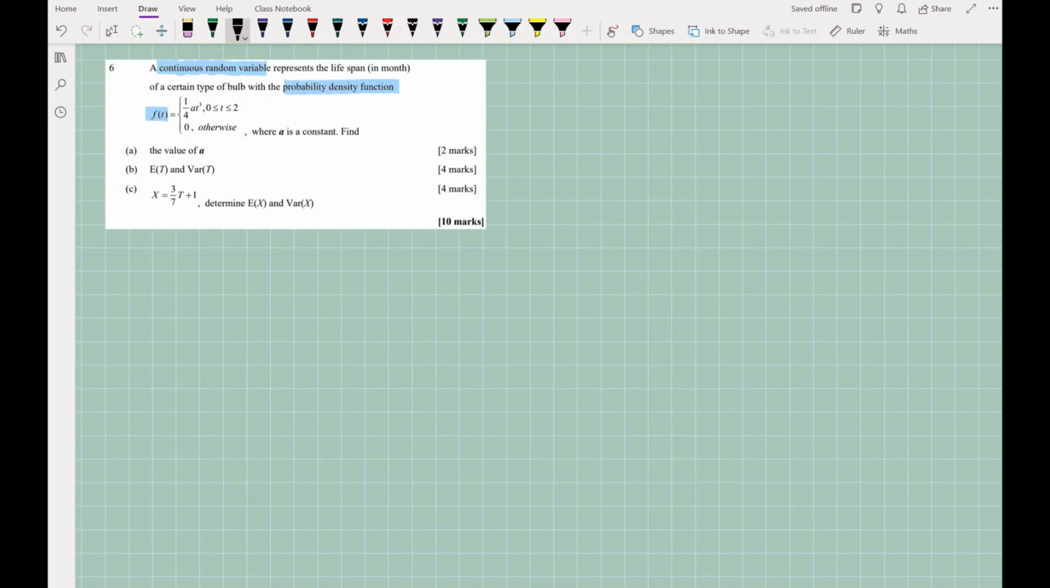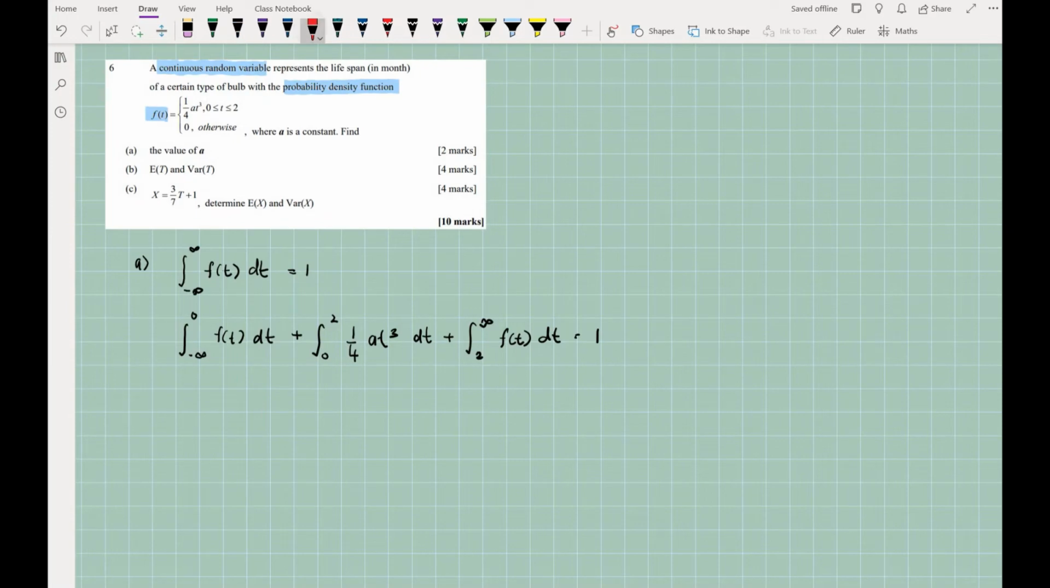Cara untuk mencari di sini adalah from the fact that we know the integral of f of t dt from negative infinity until positive infinity, that should be equal to 1. Okay, so daripada sini apa yang kita boleh buat adalah we can just separate this. So you know the integral from negative infinity to 0 of f of t dt, which is the function is 0, added with integral from 0 to 2 of 1 over 4 a t cube dt ditambahkan dengan integral from 2 to infinity of f of t dt, that is equal to 1, and kita tahu that this one will be 0, this one will also be 0.